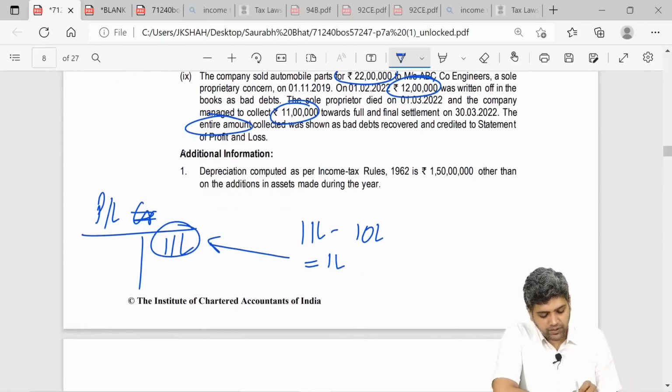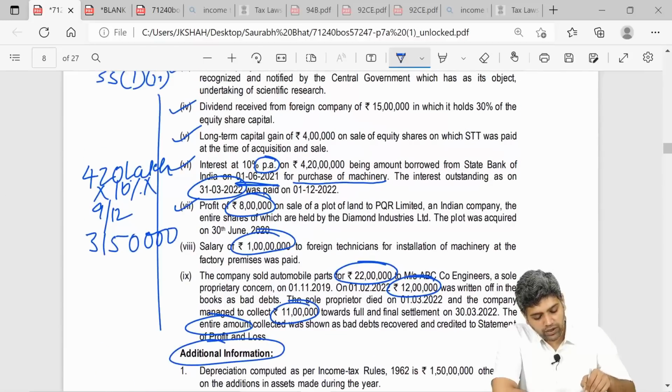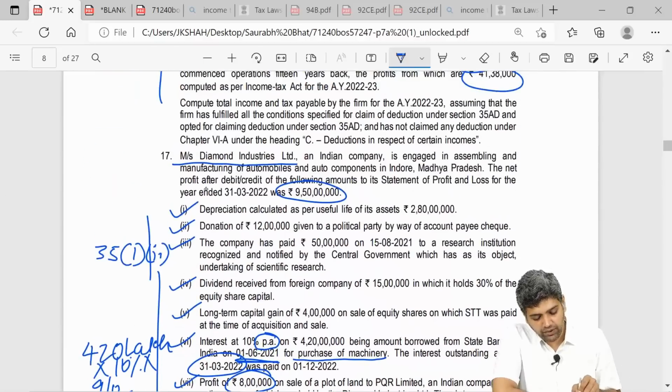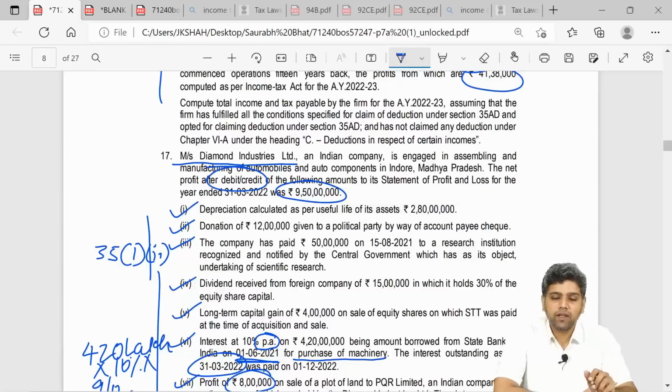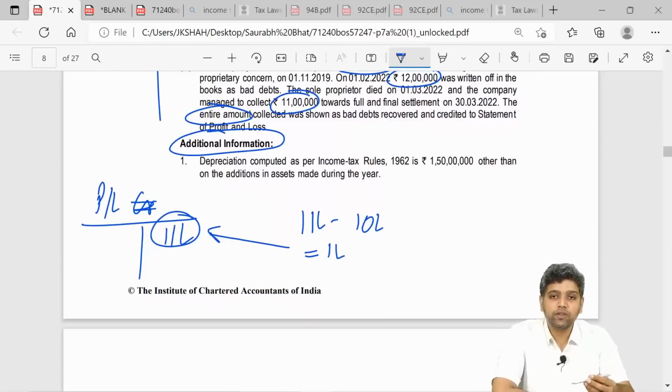Then additional information, this I have repeated in classrooms at least 100 times. There are always two types of adjustments in our paper. One is the first type of adjustment where already my debit or credit is given to the P&L. If something is already debited or credited to P&L, when I disallow something or allow something, I need to keep in mind that this thing is already debited or credited to my P&L. And the second type of adjustment is additional information which is not given effect in the P&L.